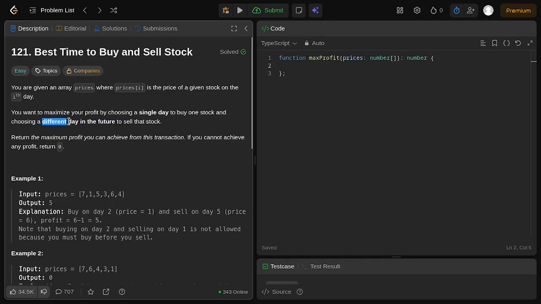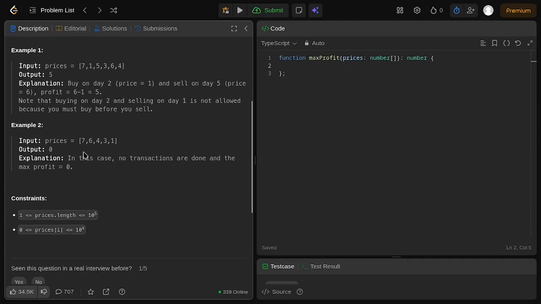Do take note that we need to compare the current day with a future day, not a day that is already in the past. So that is the core principle of stock: it's about timing. We will return the maximum profit we can achieve from this transaction. If we cannot achieve any profit, return 0.